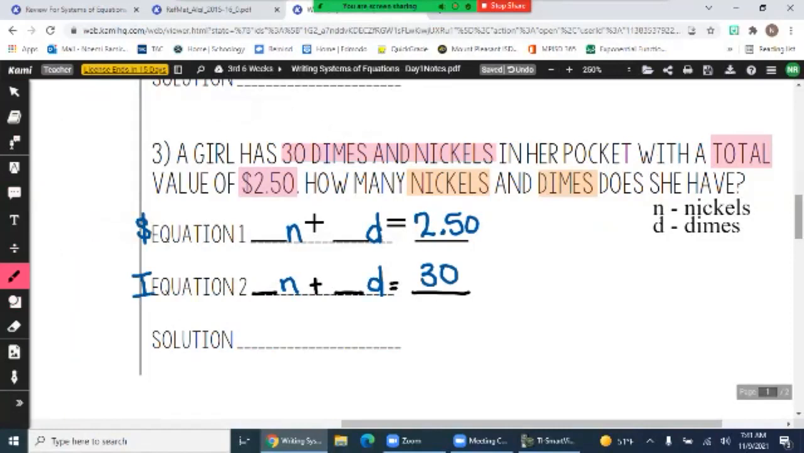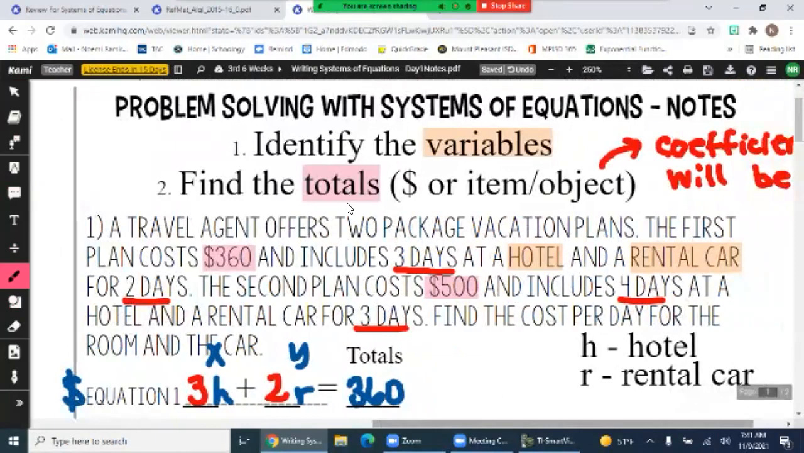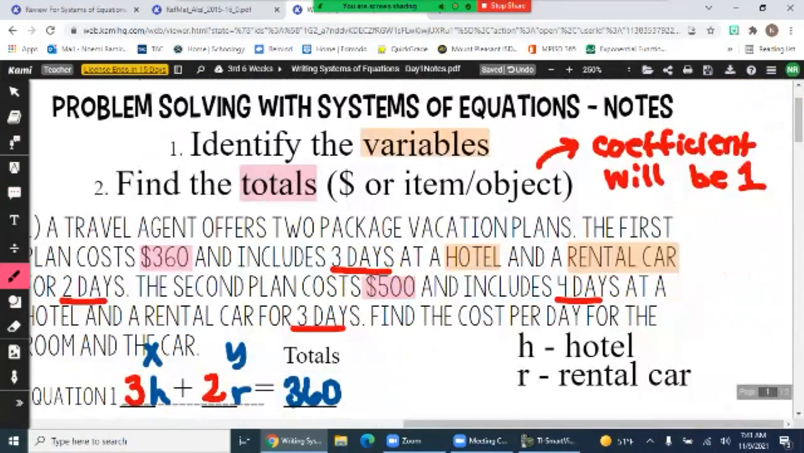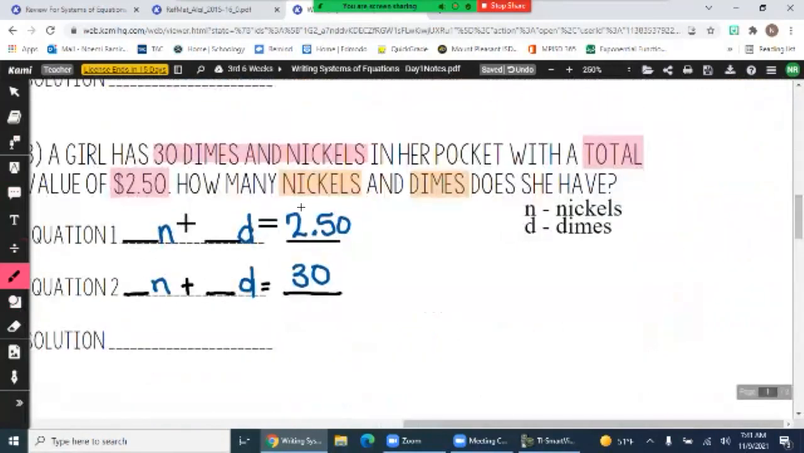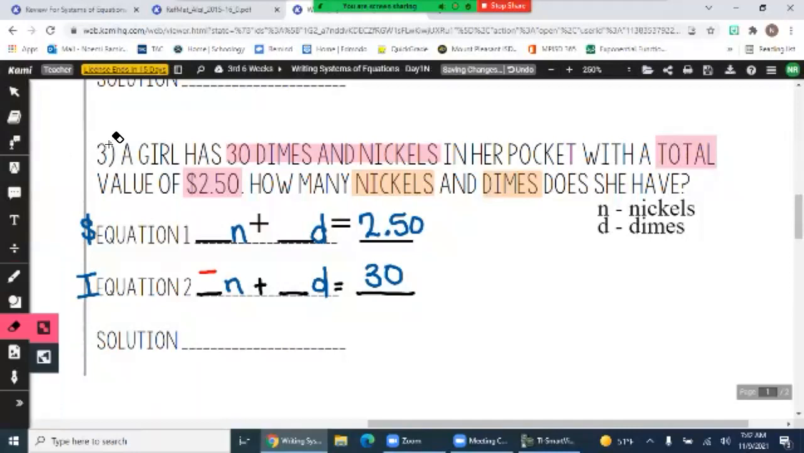And like we said at the very top, if it's an item or an object, your coefficient will automatically be the number 1. So coefficient is the number in front of the variable. My coefficient, I'm going to go ahead and switch. It's the number 1 and number 1.